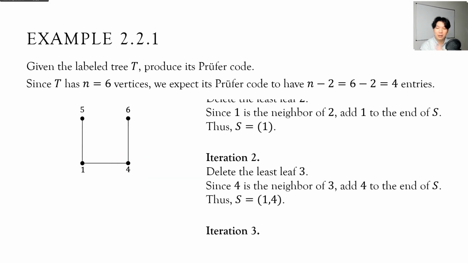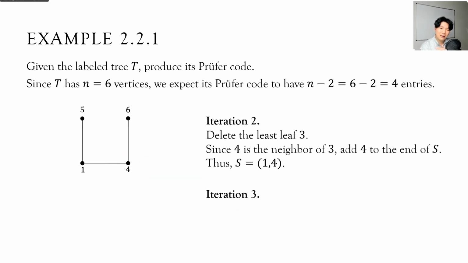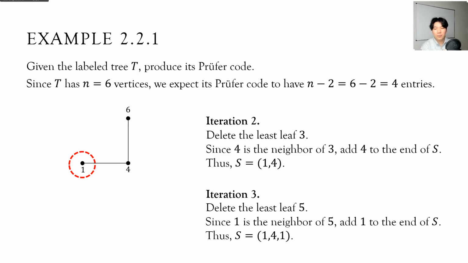Let's go to iteration number 3. Once again, let's identify my smallest leaf. In this case, my leaves are 5 and 6. The smallest leaf should be 5, and its neighbor is 1. So now I'm going to repeat by deleting my least leaf 5. I delete that here, and then record the neighbor. The neighbor here is 1, so I add that to the end of my sequence. Before I had 1, 4, now I have 1, 4, 1. I added this extra entry to the end of my sequence.